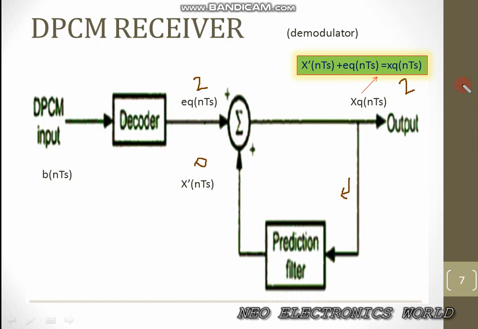That's all about the DPCM receiver. We have transmitted a single signal, that was 2. Similarly, for other samples also there may be some differences in the sample values, but this process will be going on. Okay, it's all about the DPCM receiver part.